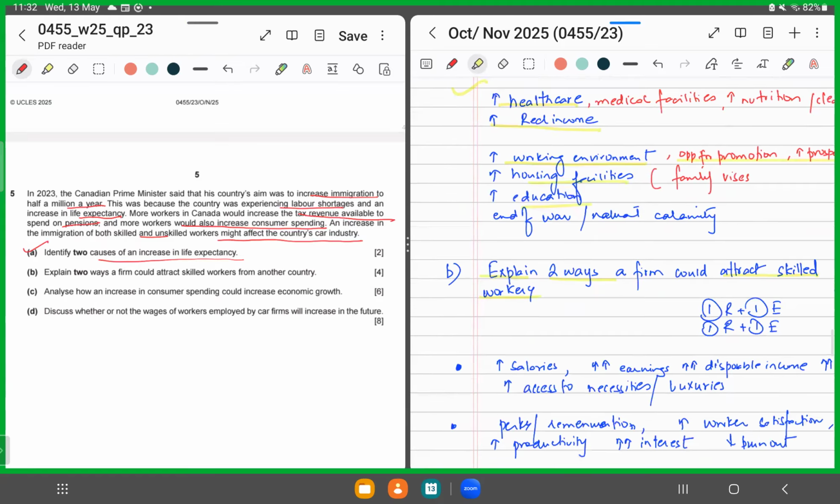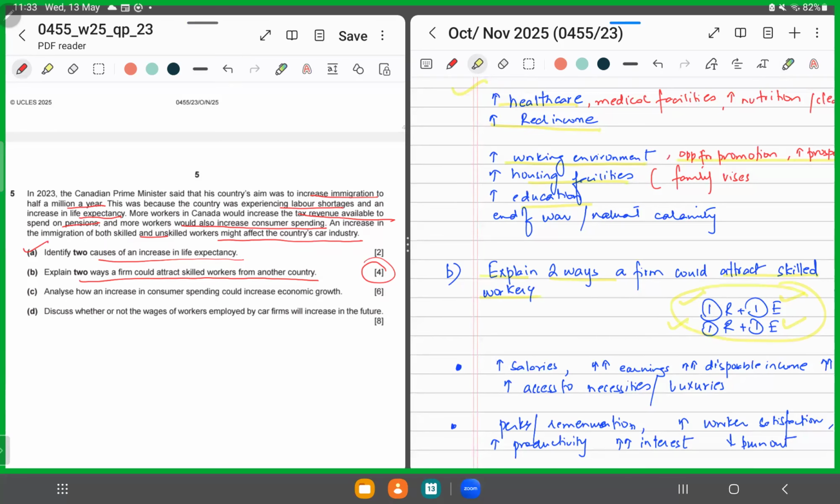All right. Part B. Explain two ways a firm could attract skilled workers from other countries. So now it's a 4-mark question. So you give one reason, how, and then expand on it. You get 2 marks. Then finally give a second reason and then give an explanation. You'll get full 4 marks.